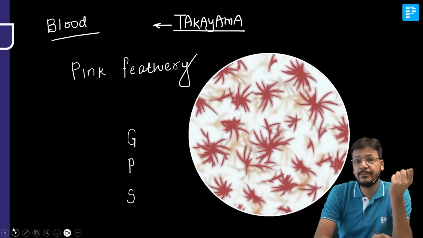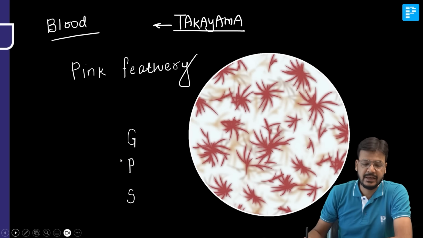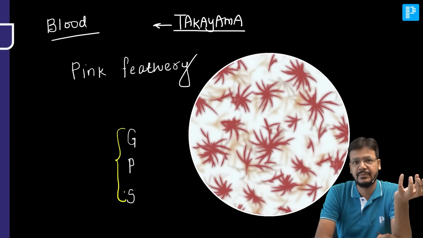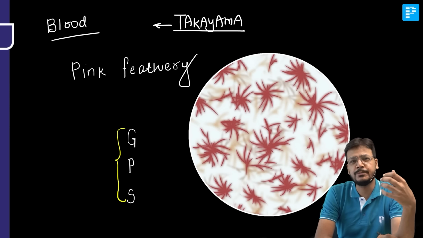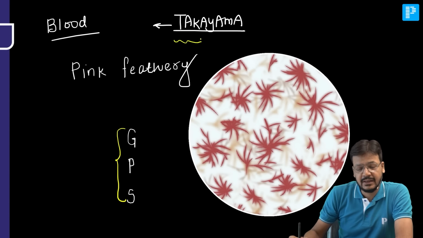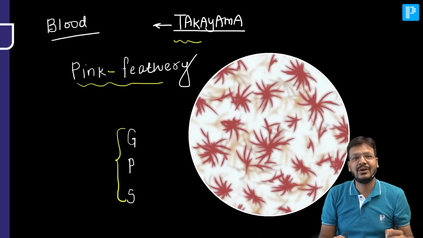Now the second very important test for blood stain is Takayama. And my dear friend, in Takayama, we use three reagents. That is GPS: glucose, pyridine, and sodium hydroxide. But my dear friend, how to remember Takatak color? Which color is Takatak? If you see pink feathery crystals, your life becomes Takatak.